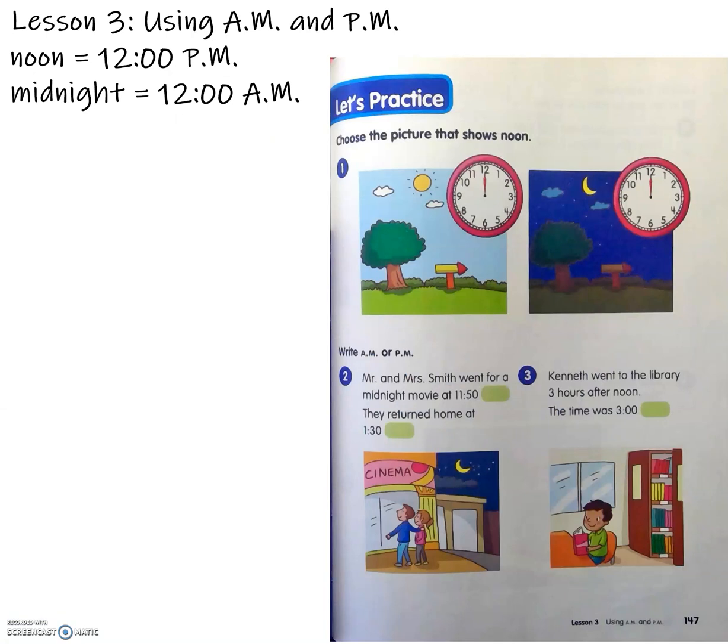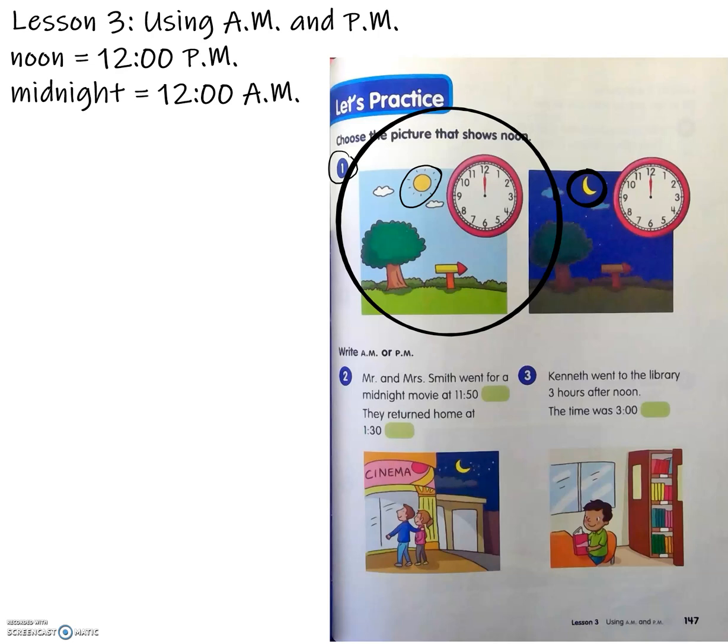Now we have a little bit more practice to look at before we move on. This first one here says choose the picture that shows noon. If I look over here, I know that noon is 12 p.m. and midnight is 12 a.m. Midnight is in the middle of the night. So that would be normally when it's dark outside. So that does not show me noon. Noon is in the middle of the day, which would be this one. So my picture to show noon is the one with the sun.